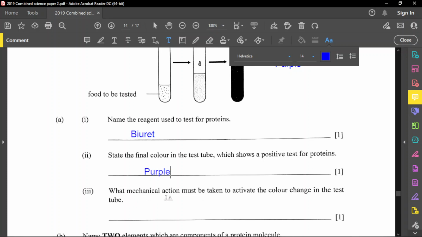It said, what mechanical action must be taken to activate the color change in the test tube? And mechanical is a physical thing. So all you need to do is to mix or shake the test tube. You're going to mix the contents, or you can shake the test tube. You can put a little stirring rod inside of it and mix, or you can just shake the test tube. Give a nice little shake so the substances can mix together and cause a reaction. Let's go into the next part of the question now.